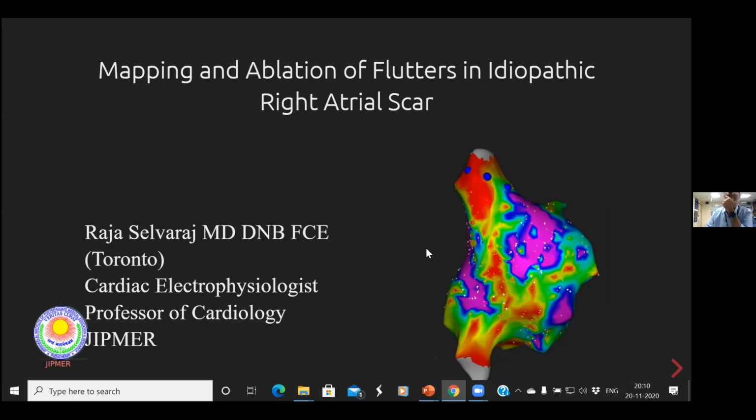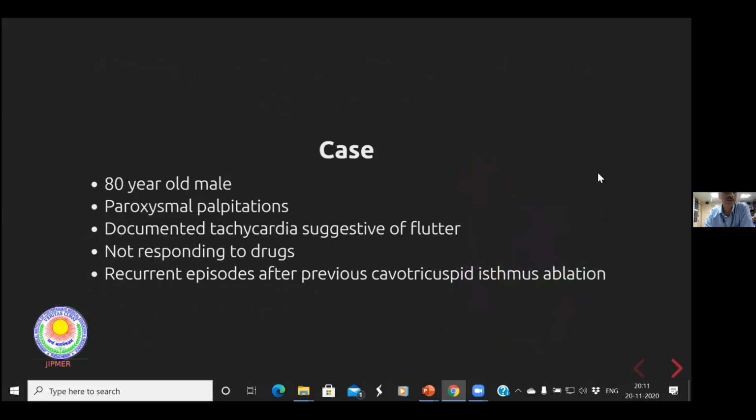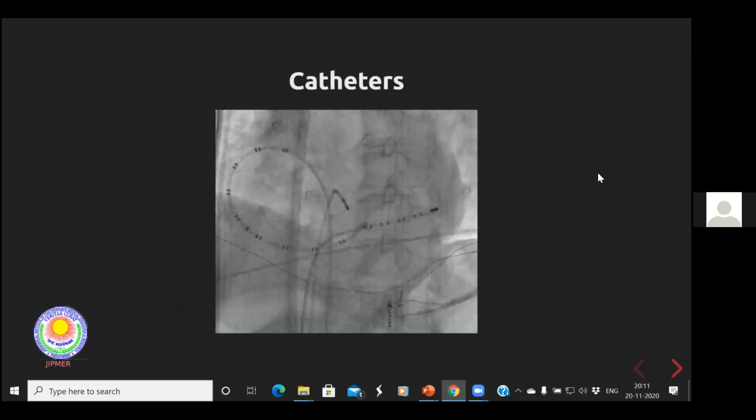In this talk, I'm going to present a relatively uncommon entity, idiopathic right atrial scarring, the type of flutters we see in this entity, and how we map and ablate them. I'll focus primarily on one patient, an elderly male with paroxysmal palpitations, who initially had flutter thought to be isthmus dependent and had undergone an isthmus ablation, but continued to have recurrent episodes. So he came to us with recurrent flutter after a previous isthmus ablation.